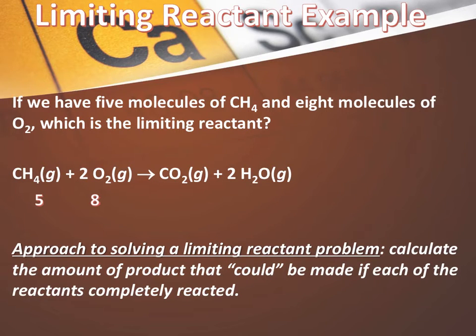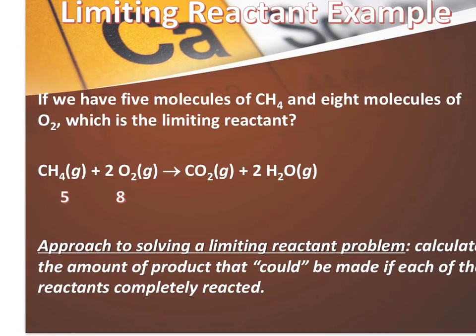I'm going to talk a bit more about limiting reactant now. Limiting reactant stoichiometry problems are considered by most to be one of the more difficult types of problems in chemistry. So it takes a lot of practice, and you're going to really need to be alert and listen now. So this is a conceptual question first, just to get the idea across. If we have 5 molecules of methane, CH4, and 8 molecules of oxygen, which is the limiting reactant, which one's going to run out first?